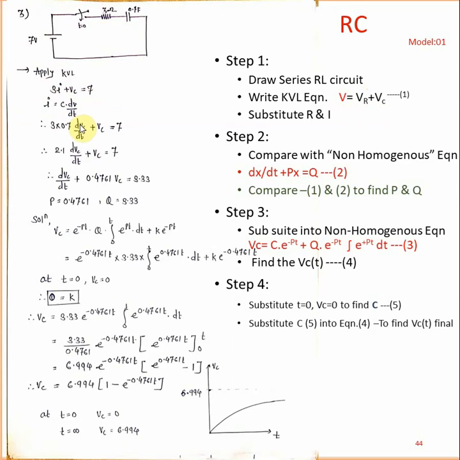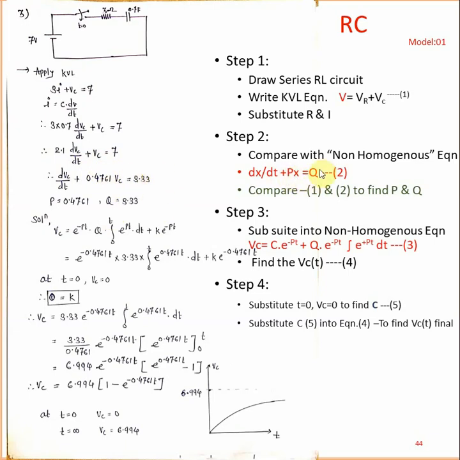Okay, I got it substituted. My equation is similar to that second equation I need to frame. Okay, 2.1 is coming, so divide by 2.1, so dVc by dt plus Vc divided by 2.1 is equal to 7 divided by 2.1. So simplify, and you are going to get these equations. Okay, in that equation, what is the p value? This is the p value. What is the q value? This is the q value.